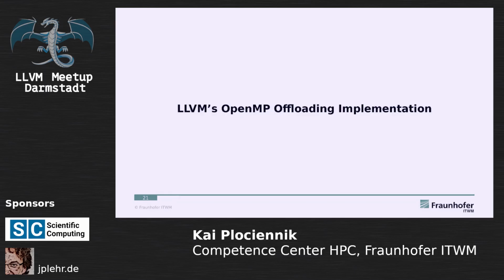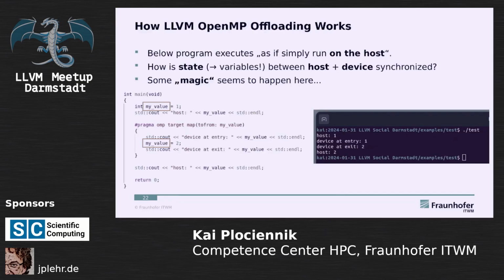Okay, so let's talk a bit about LLVM's OpenMP offloading implementation before going into details later. If you execute the example program I've already shown you, what you see on the right is that on the host, my value is set to 1, and correspondingly 1 is printed. If you map this variable by OpenMP data mapping to the device at entry, it's still 1. Then the device sets it to 2, and then the data is mapped back to the host, and in the end, the host also prints 2 here.